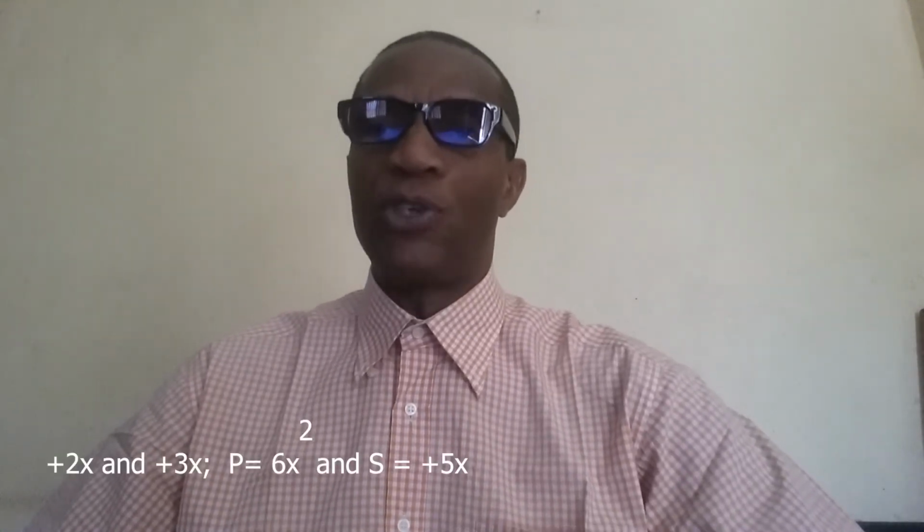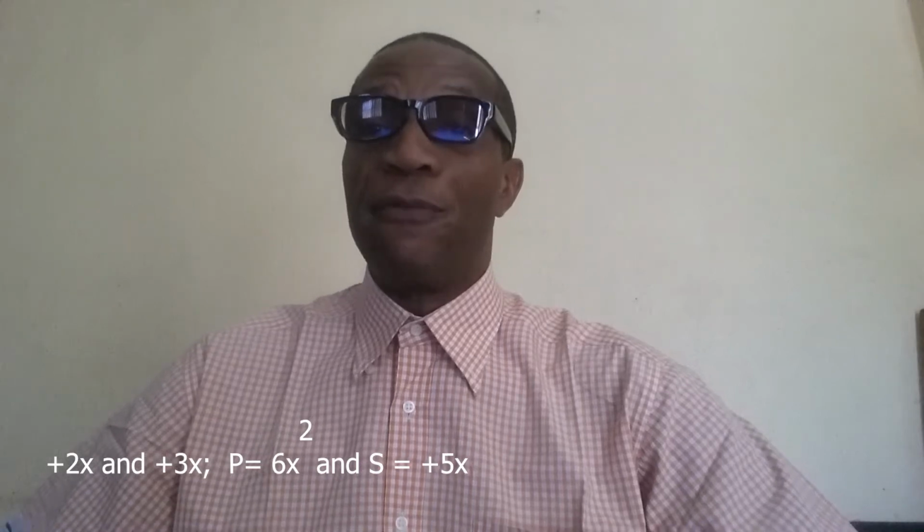Now, if you do a plus 2 and plus 3, of course you get a 6. But if you add them, you get plus 5 as sum. And remember, our sum is minus 5. But if you do use minus 2 and minus 3, it qualifies for what we want to do. If you do minus 2 times minus 3, you get a plus 6. But if you add minus 2 and minus 3, you get a minus 5 as sum.